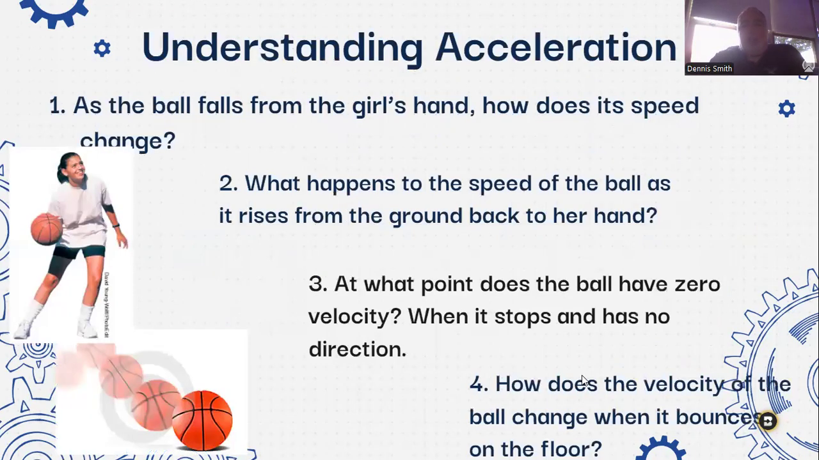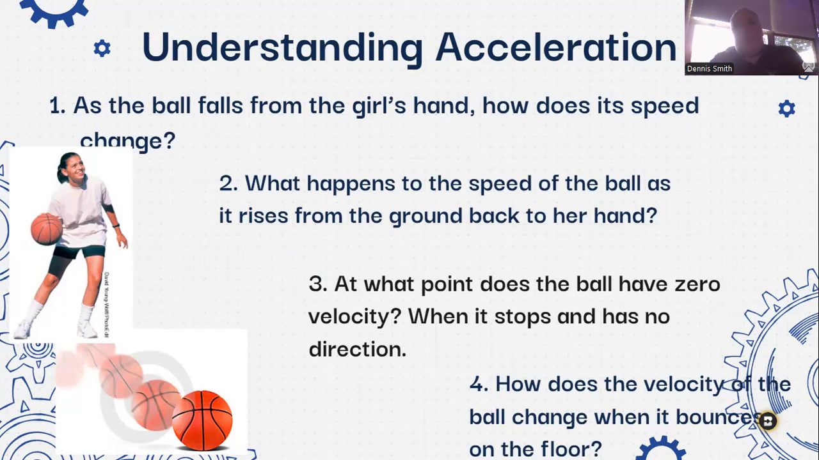So understanding acceleration. Looking at this basketball player, the ball will be pushed out of her hand as she's dribbling. How does the speed or velocity change? First of all, it's in her hand. She pushes it down. What happens? It hits the floor. When it hits the floor, it's definitely going to have a change in the speed, but it's also going to have a change in direction. Once it hits the floor, it's coming back up.